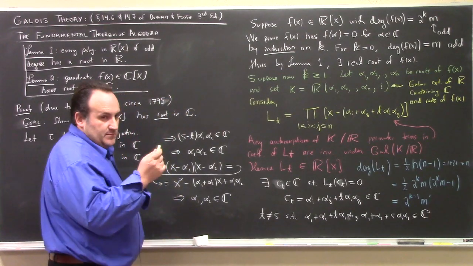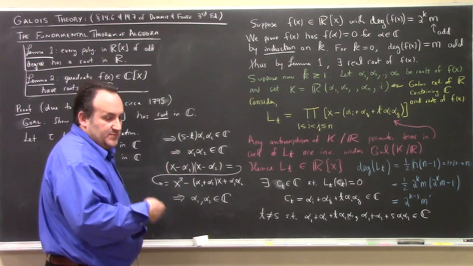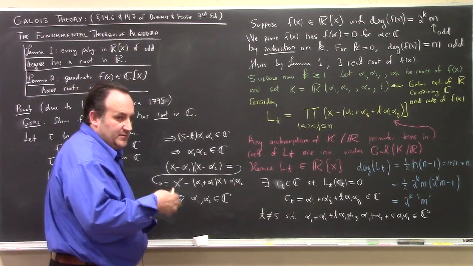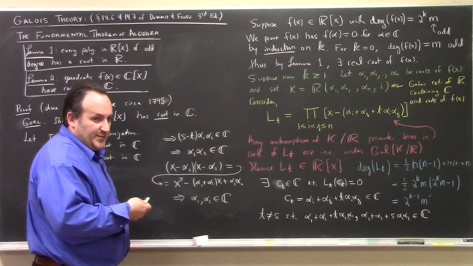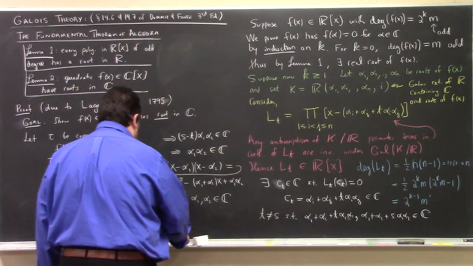So then Gauss improved on this in his dissertation in like 1801 or so. And then Gauss gave something like 8 different proofs of the fundamental theorem of algebra over his career.